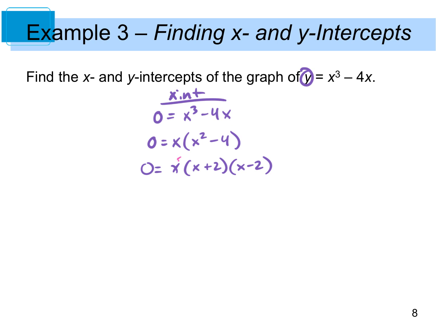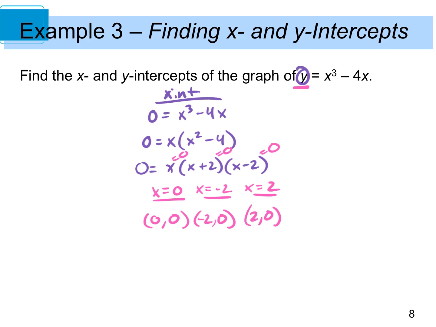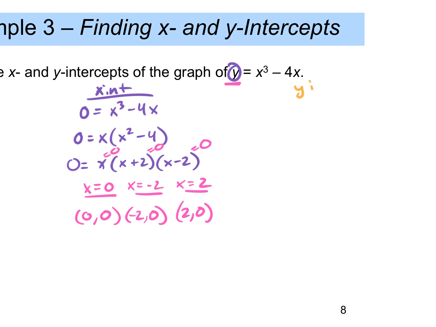Then we can just set each piece equal to 0. So x is equal to 0, x is equal to -2, and x is equal to +2. We want to write them as x-intercepts. So the x goes into the x spot in our point, and 0 we plugged in for y, so we're going to put 0 in the y spot. So 0, 0. Next we have -2, 0, and +2, 0. So these are x-intercepts.